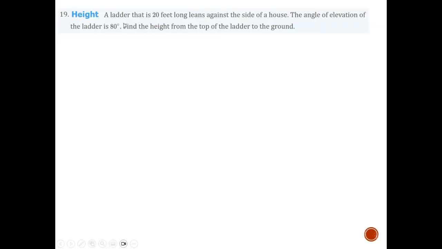Okay, let's do our best to draw this one. Ladder leans along the side of a house. So if this is the side of the house, this is my ladder that leans along it. The ladder is 20 feet long, so we have that value right there. The angle of elevation, from the ground up to the ladder, is 80. It means that this angle right here is now 80 degrees. They want us to find the height from the top of the ladder down to the ground. So we're finding this height right here. I'm going to label that as our variable.